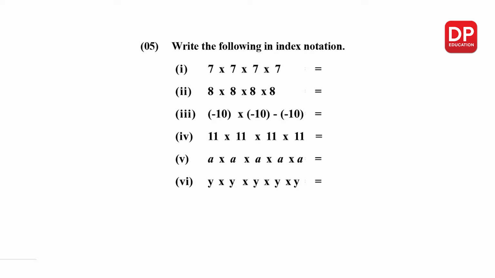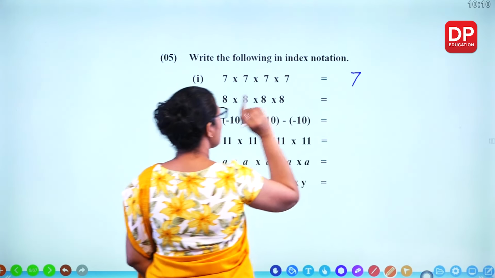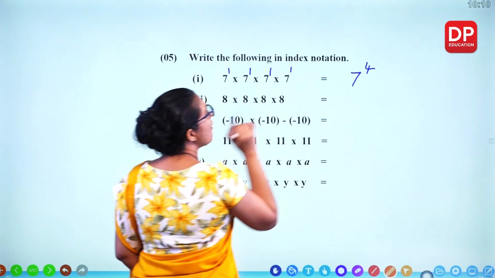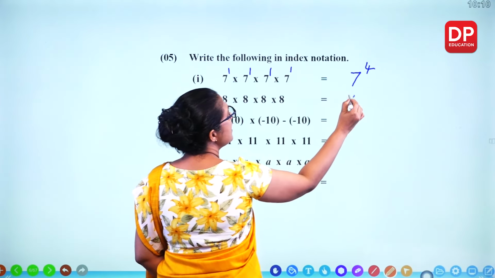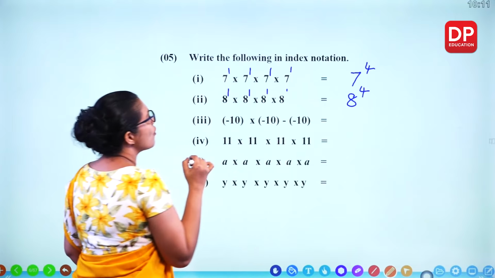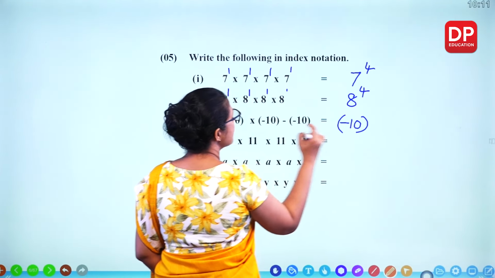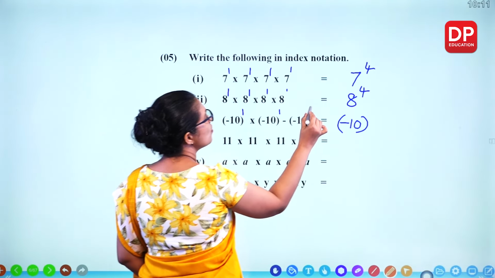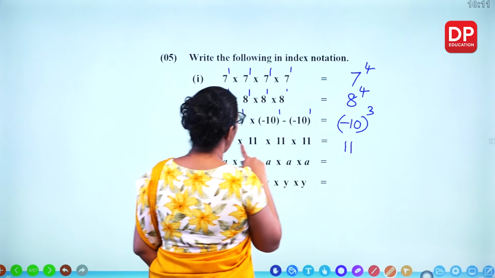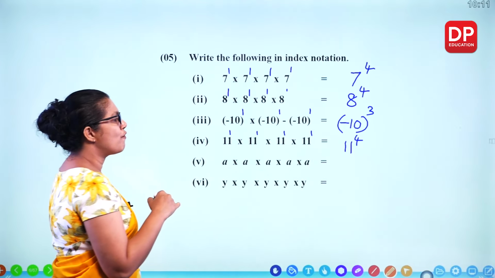Write the following in index notation. So what's the base? 7. How many 7's are there? 1, 2, 3, 4. 7 to the power of 4. 8 is the base. How many 8's are there? 1, 2, 3, 4. 8 to the power of 4. Minus 10 is the base. Now, how many? 1, 2, 3. 11 is the base now. How many 11's? 1, 2, 3, 4. 11 to the power of 4.